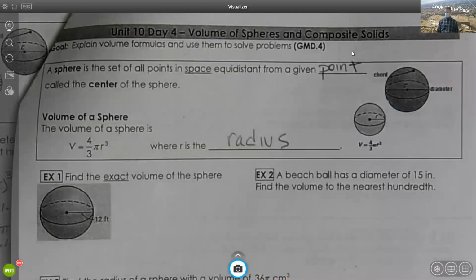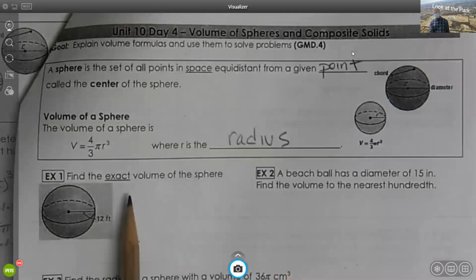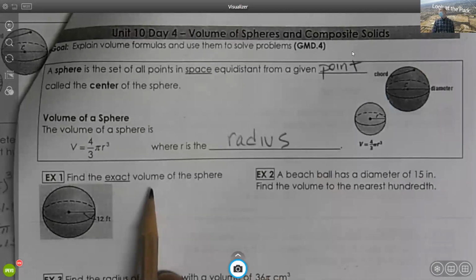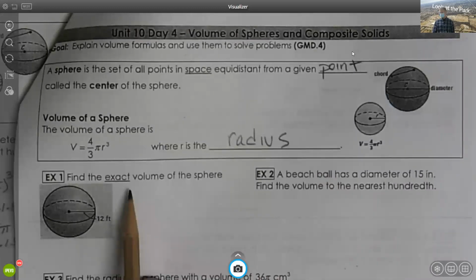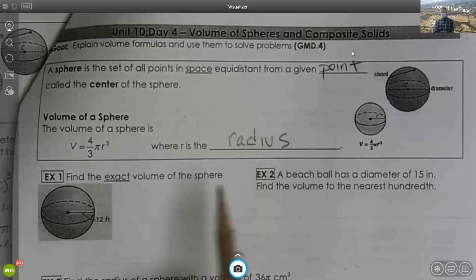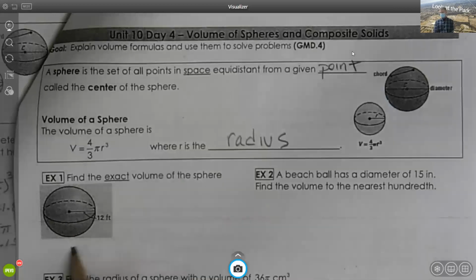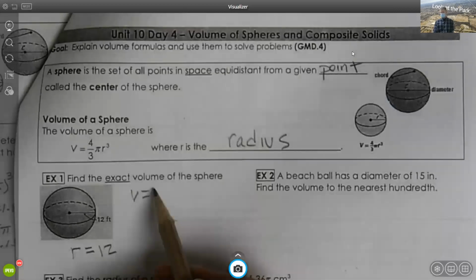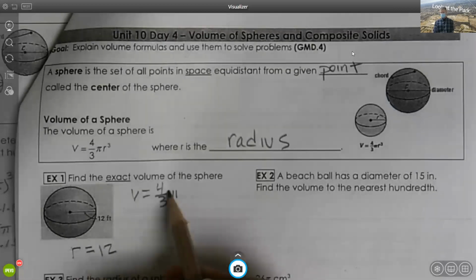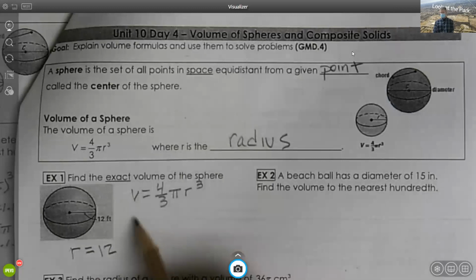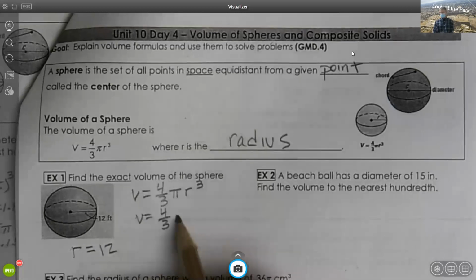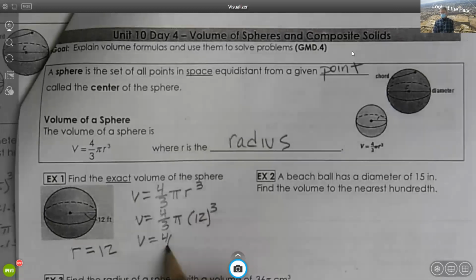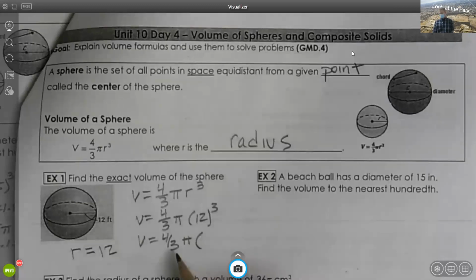So when we talk about the exact value of the volume, the exact is going to have the pi symbol like it has in many of our other shapes. We know in this case that the radius is 12. So we're going to take the volume, which is 4/3 pi r cubed, and plug in the 12 for the r. So that gives us 4/3 pi 12 times 12 times 12.